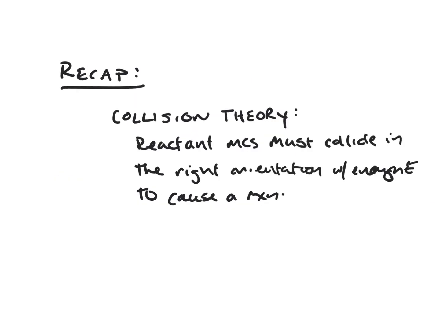Okay, so just to recap. Collision theory: reactions occur when molecules collide in the right orientation and with enough energy to start the bond breaking and bond making process. When that happens, reactions occur and products are formed. Most collisions are not productive. Most just result in the reactant molecules bouncing off each other. But the fraction of collisions that are productive result in the formation of products. The number of productive collisions per unit time is what results in a reaction.